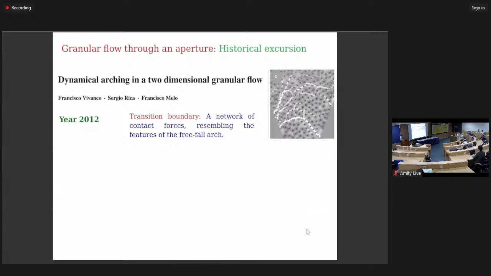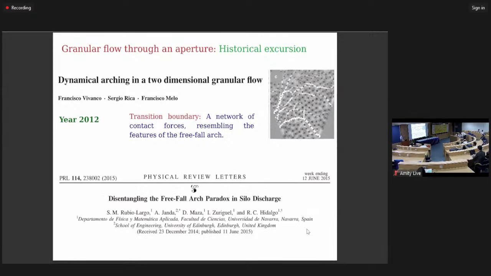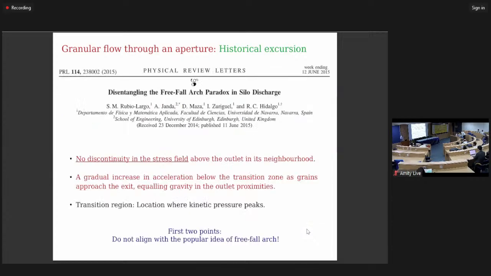In 2012, again one paper, one study came, and they said that there is some transition boundary, which is a network of contact forces but resembles a free fall arch. Now comes the year 2015. So this Spanish group said there's no discontinuity in this stress field. So there's no stress discontinuity. That means there's no free fall arch.